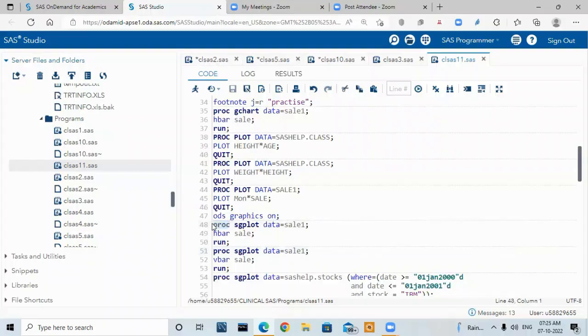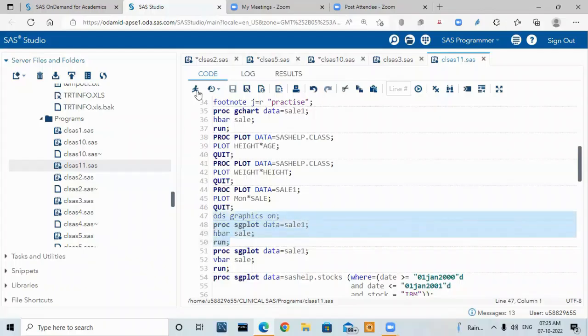Proc, followed by the name of the procedure, SG plot, followed by the name of the table for which we want to draw the graph. That is, data equals sale1. Now here the H bar, we want to draw the horizontal bar. I told you what the horizontal bar is. Bar means what here? Rectangular columns. Rectangular columns are known as bar. So we want to draw the horizontal bar for which variable? Variable sale, the sale variable in the sale1 table.